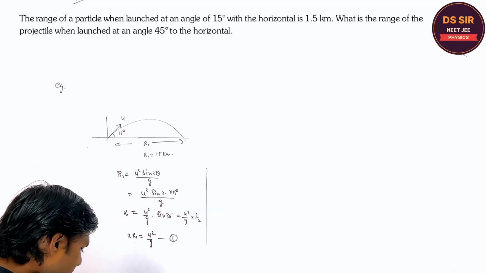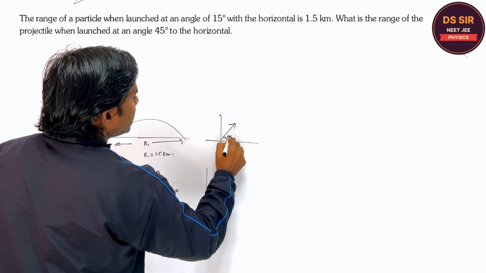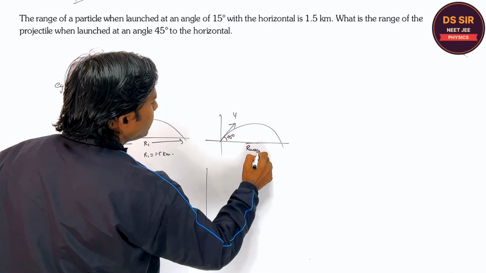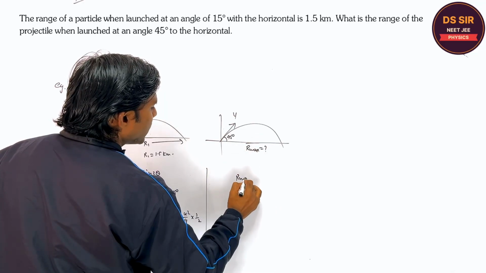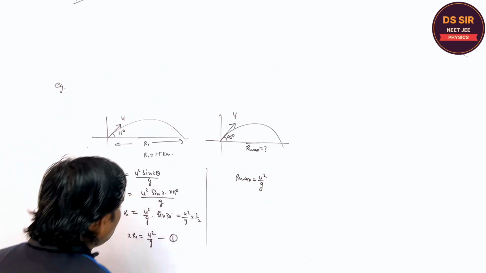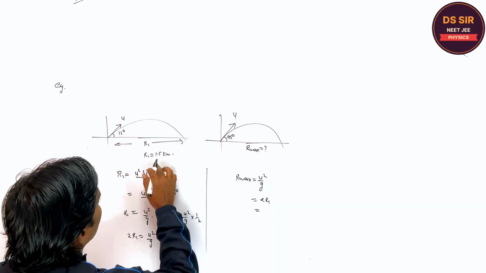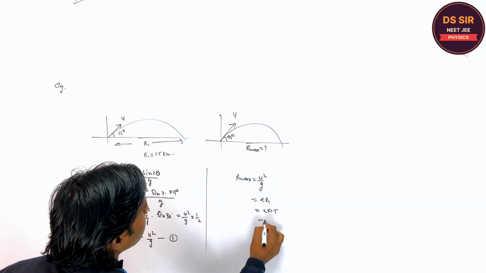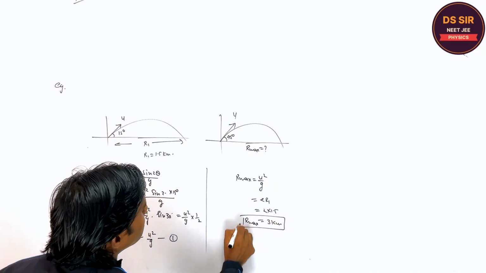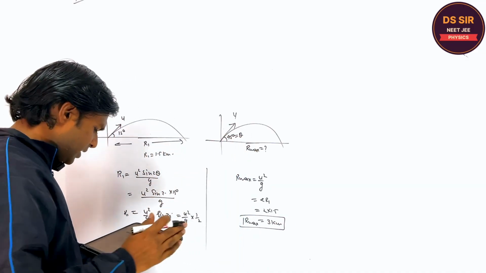Now, what they are asking is the range when it is inclined at 45 degree with the same speed. In this case the range will be the maximum, and the maximum range will be only u square upon g. So what is u square upon g? The value is 2 into r1. The r1 was 1.5, so 3 kilometer is the maximum range in this case when the angle of projection is 45 degree. Is it clear?